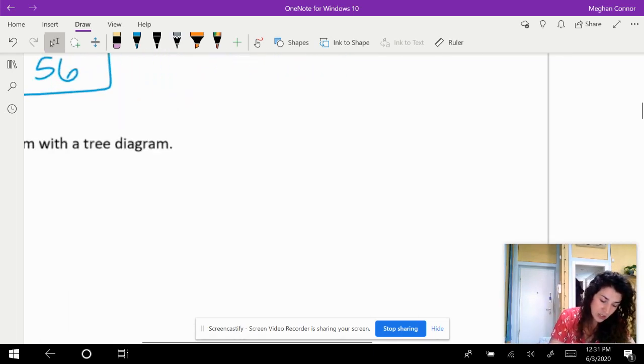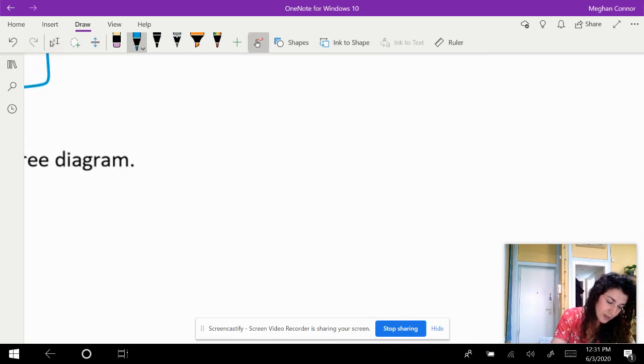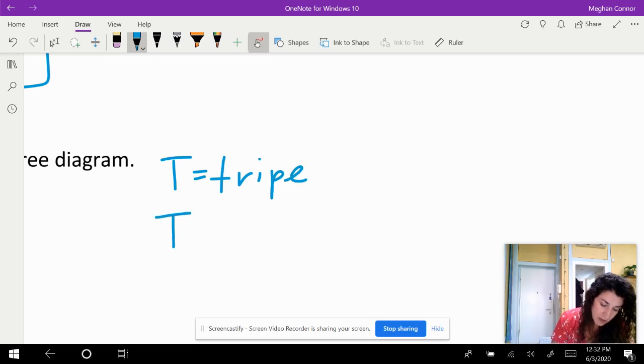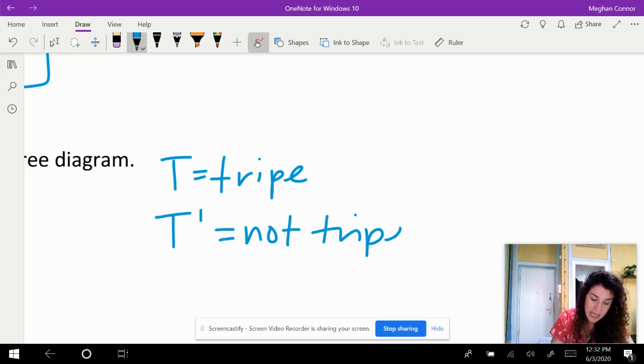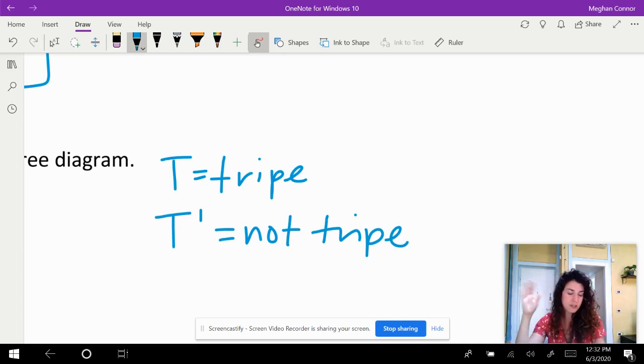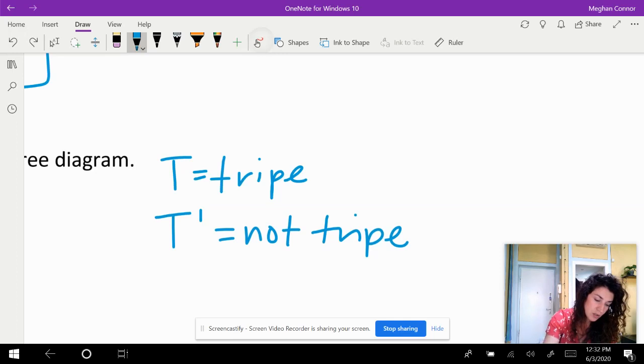With notation, T will be tripe. We tend to have this notation with this apostrophe up top, and that means not that. So T with an apostrophe is not tripe. And we use that in probability notation all the time. It just means not of that version.